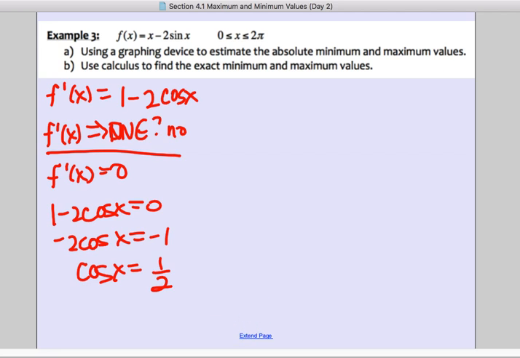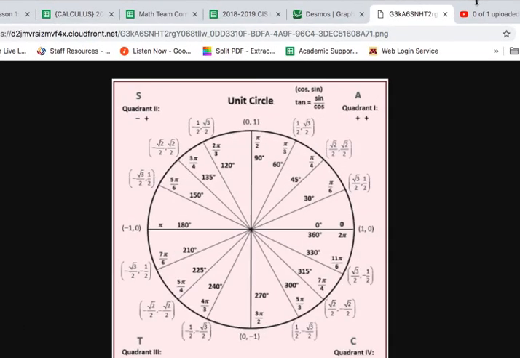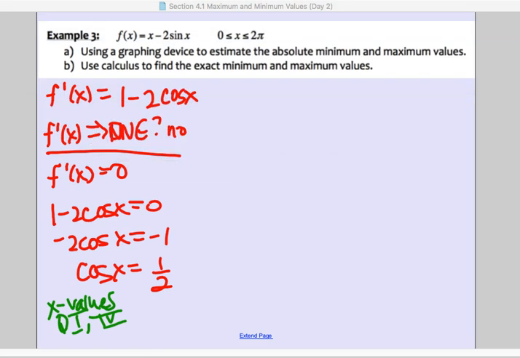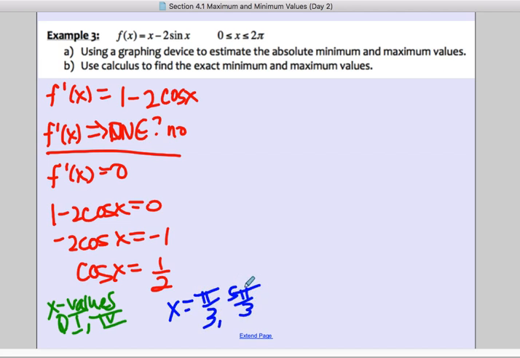So cosine, if we're looking at our unit circle, those are the x values. And I want a positive 1/2, so we're looking in quadrants 1 and 4. If I look here, cosine is my x. We want a 1/2, so we're going to have pi over 3, and then if I go straight down, 5 pi over 3. So my x values, or my critical numbers from this, are x equals pi over 3 and 5 pi over 3.